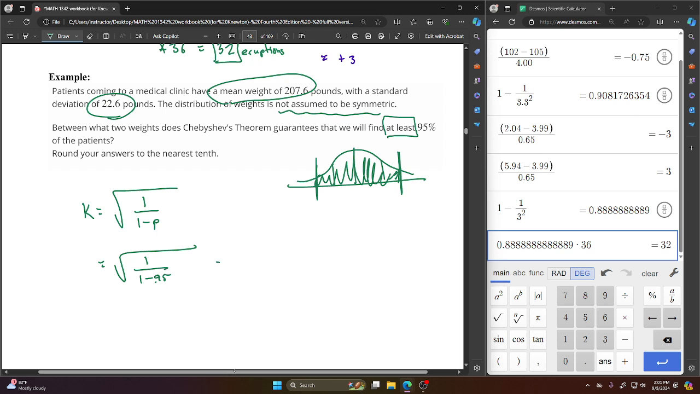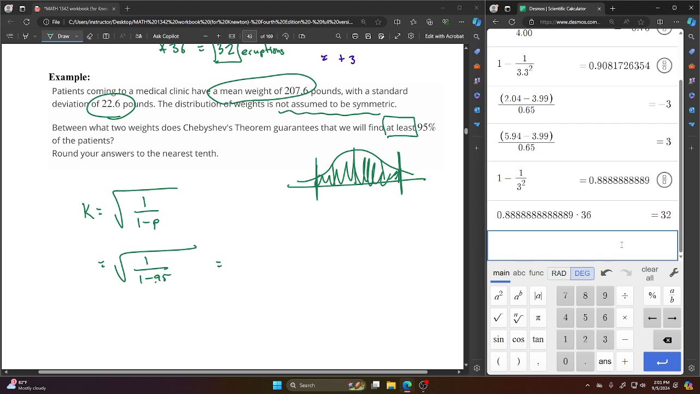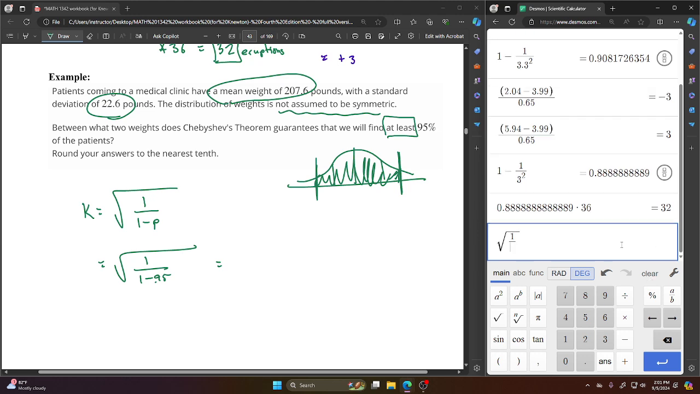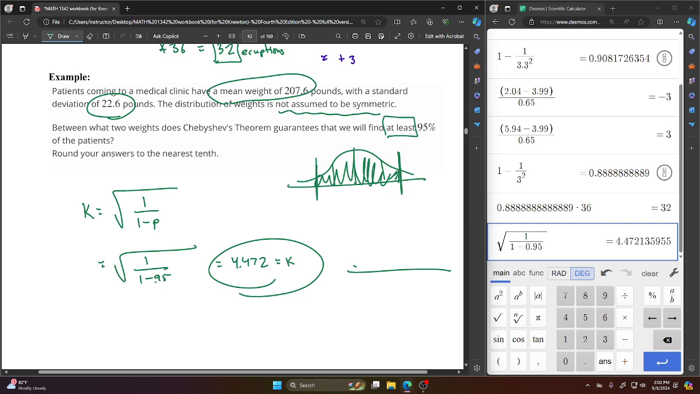So calculator, here we go. Square root of 1 over 1 minus 0.95. So 4.472. That's my K value. That's not the actual answer yet. Again, I know it's not a bell curve. I'm just making up an analogy here. 1, 2, 3, 4. That's pretty far out there.